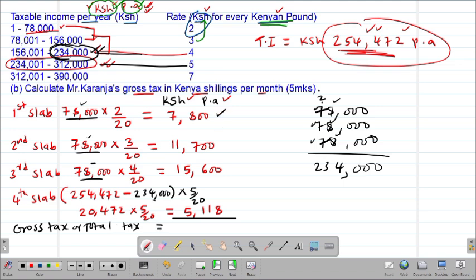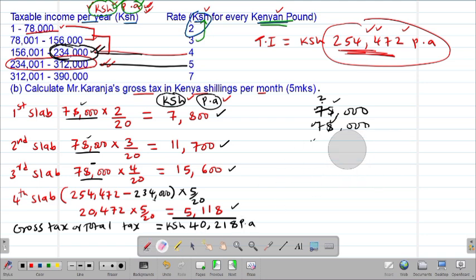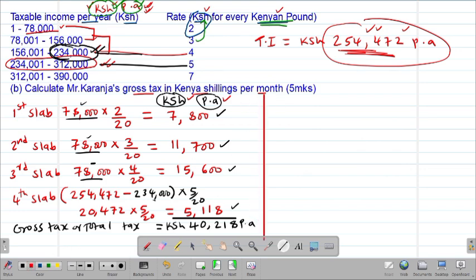So you take 7,800 plus 11,700 plus 15,600 plus 5,518. Your calculator is going to give you a total of 40,218 shillings. Then this was to be in Kenya shillings per annum. So this is in Kenya shillings per annum.